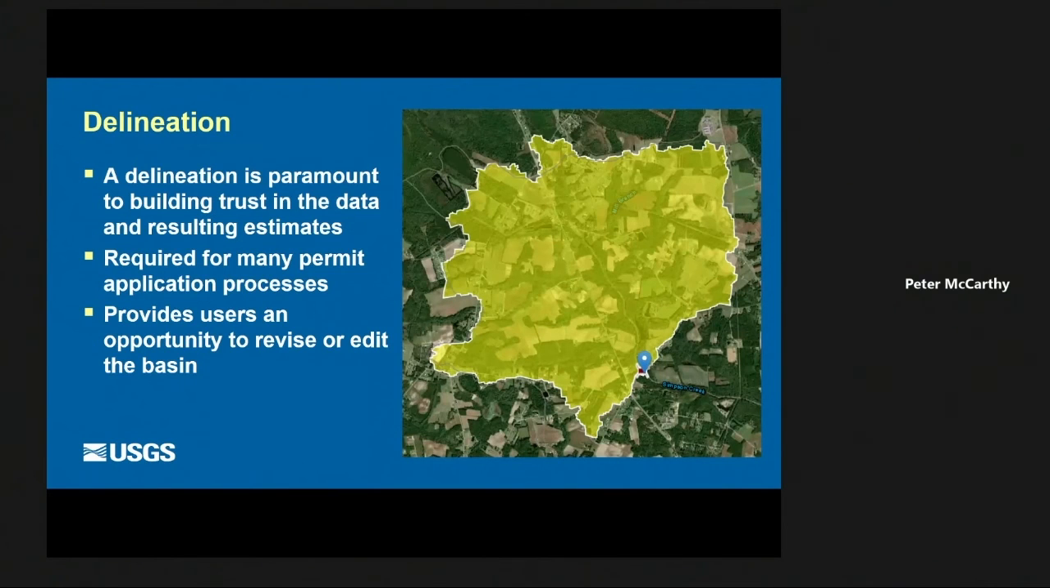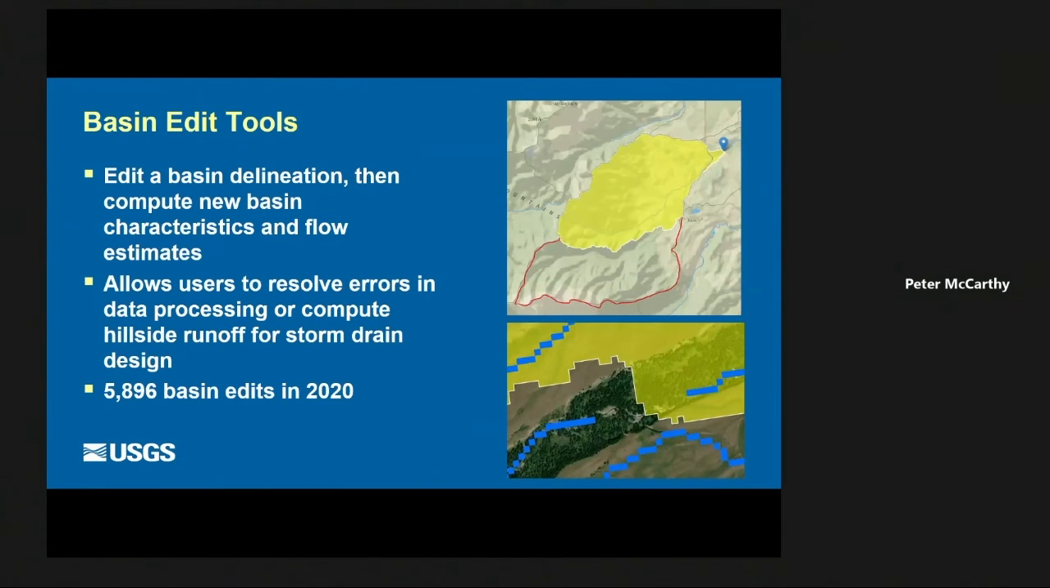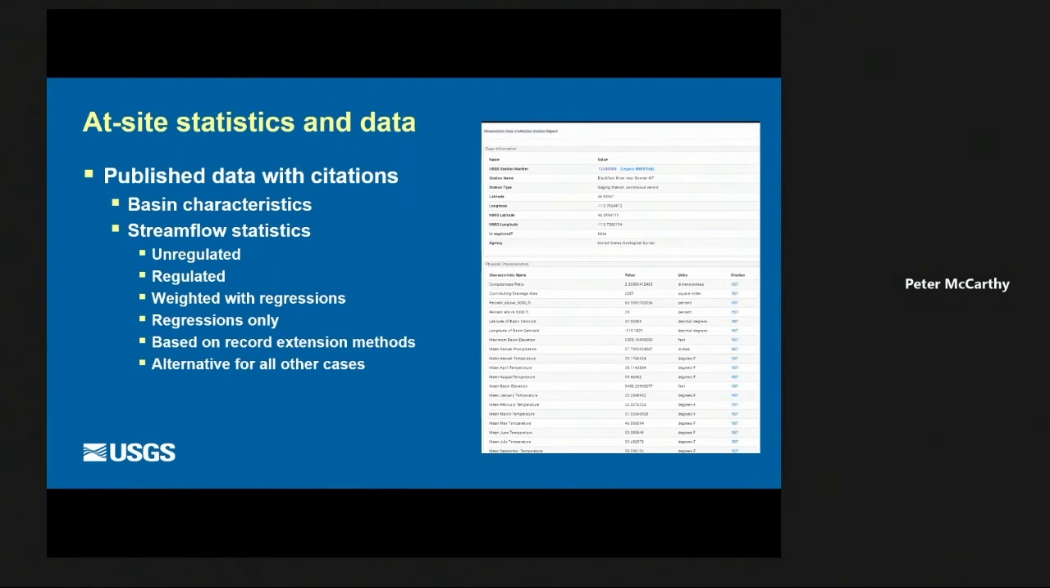So as you know, StreamStats does a delineation. And this delineation is really paramount to building trust from the users about the data and the resulting estimates. If the basin delineation looks wrong, we lose trust. The beautiful thing about StreamStats is that we have the ability to let users edit that basin delineation if they see an error, and then compute new basin characteristics on the fly that go into that regression equation. So here's a case in a place in Montana where we have a basin delineation that is incorrect based upon the underlying NHDPlus version 2 data sets that were used.